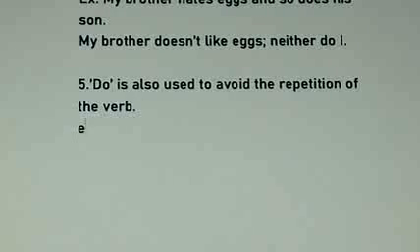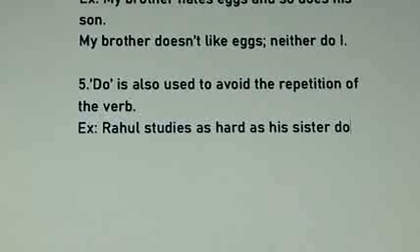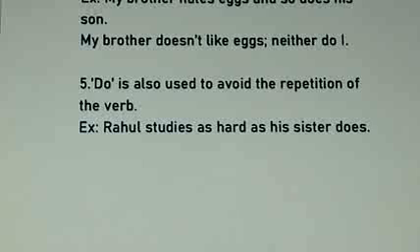What kind of repetition does it avoid? Let's see the example. Rahul studies as hard as his sister does. It means just a single word does proves that Rahul studies the same like his sister. It means the way his sister works very hard, in the same way Rahul also works very hard in his studies. And the single word does makes the sentence very clear. Okay.